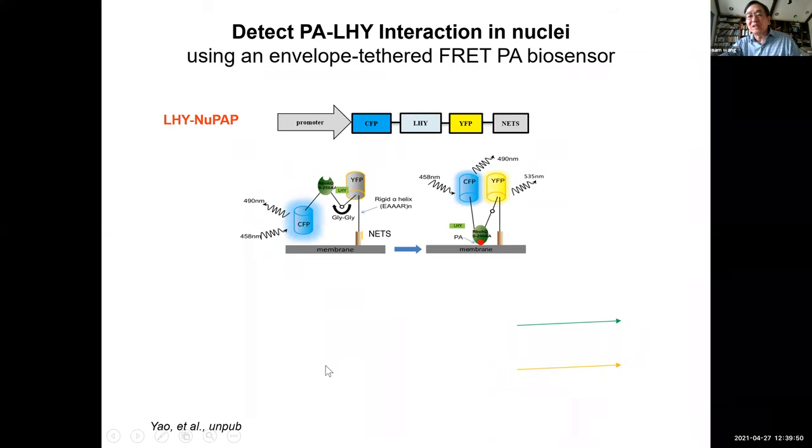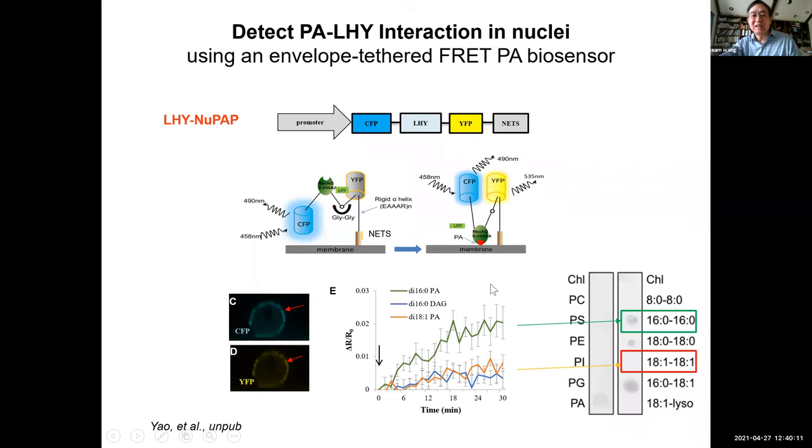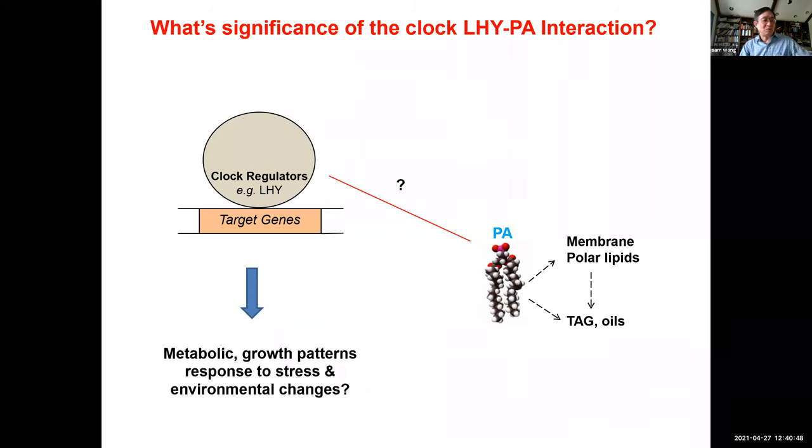Xuemin in the lab adapted this by adding a nuclear envelope targeting sequence. This is a FRET probe to measure whether we can detect the interaction. In this case, he linked LHY, which binds PA, and put it into Arabidopsis. Here you see that with 16:0 PA infused into the plants, the probe responds. But 18:1 PA does not bind to LHY, and the response is like background. So this shows that from in vitro, semi-in vivo, and also in planta, we feel quite confident that PA indeed binds to this transcription regulator.